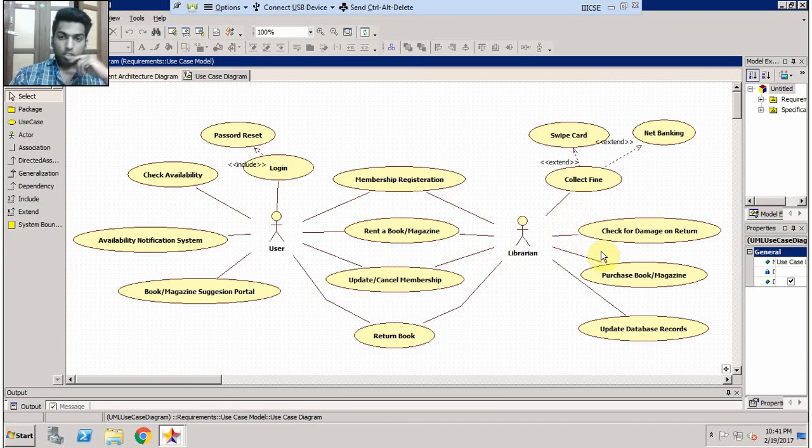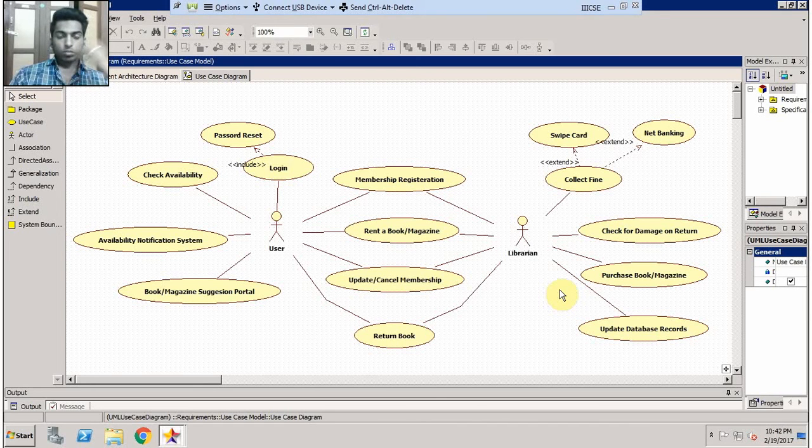Now, there are other functions which the librarian performs without the help of the user. One is to collect fines, which can be extended to swiping cards or net banking. The other one is checking for damage on return. Once the user returns a book, the librarian verifies if the book is returned without any damage. If there is any damage, he can collect a fine later. Then another one is to purchase books or magazines, either based on the suggestion from the user or on his own. He could buy a book which is to be made available in the library.